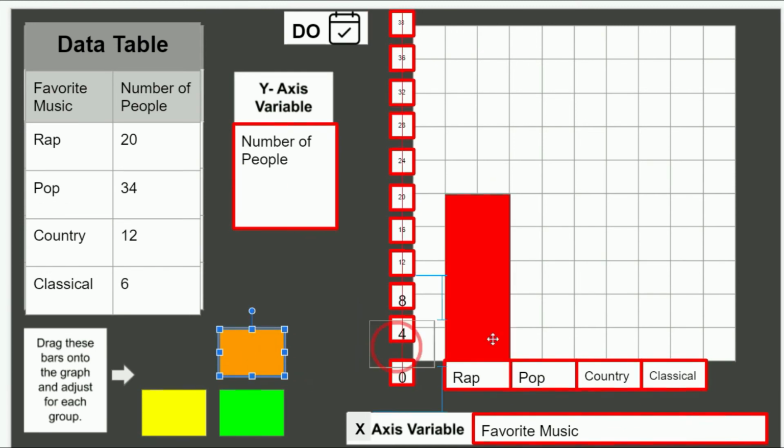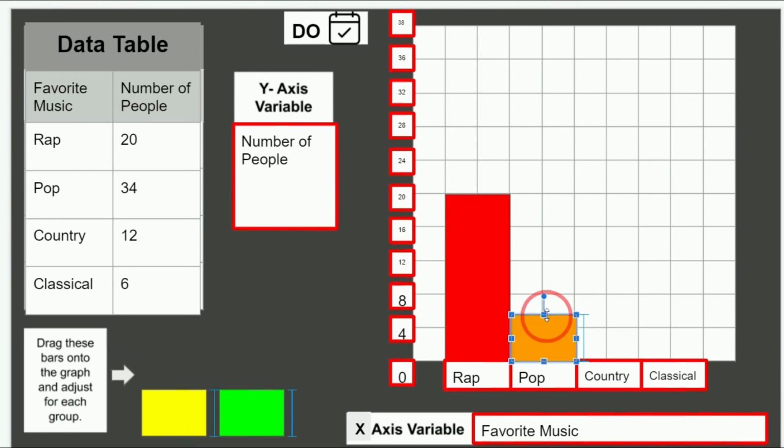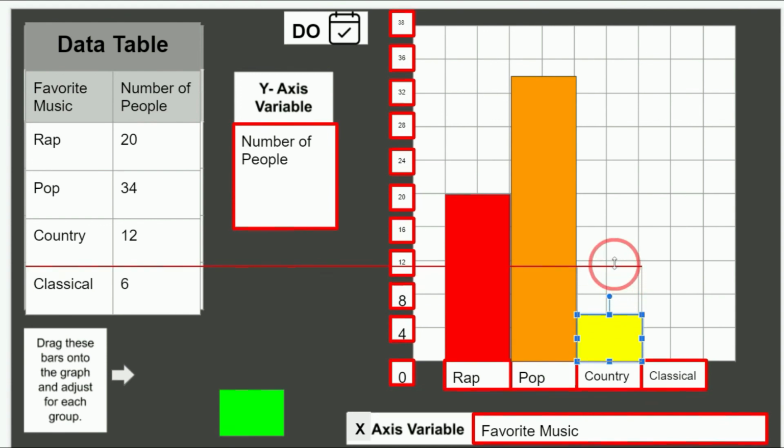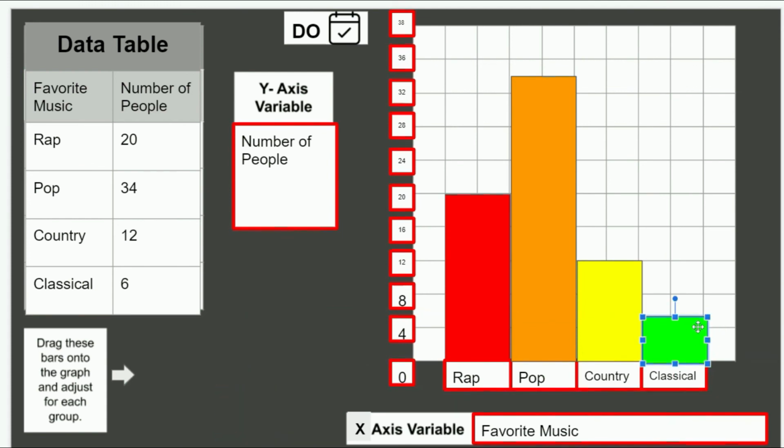I'm going to use orange for pop. So I'm going to put it over my pop group, and pop was 34. So I'm going to click on this little dot here, and I'm going to raise this bar up to 34. I'm going to use yellow for country. So country was 12. So I'm going to raise this up to 12. And then I'm going to use green for classical. And classical was 6. So I'm going to put that bar at 6. And I've made my bar graph.